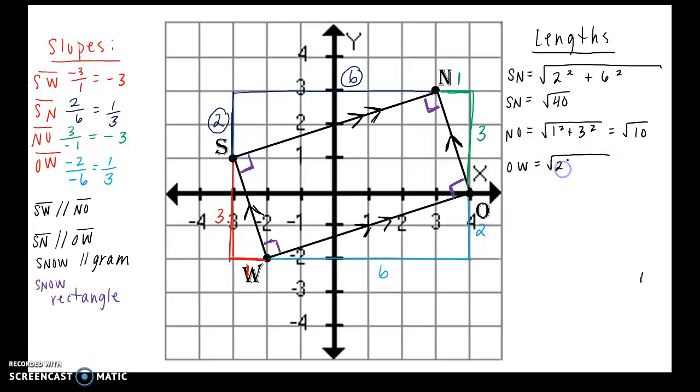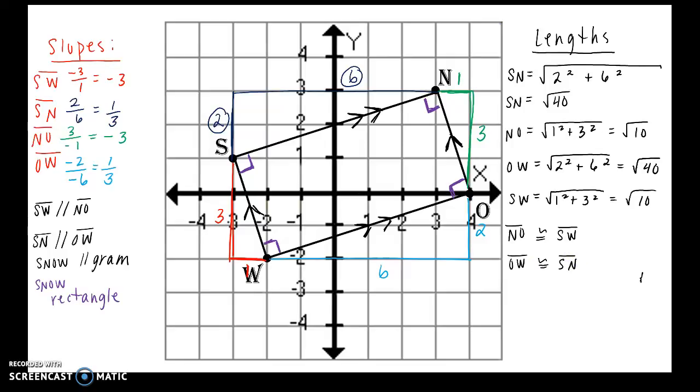OW, I know that OW already has the same length as SN. So the length of OW is the square root of 40, and SW has the same dimensions as the triangle of NO. So SW has a length of the square root of 10. Now we know a property of a parallelogram as well. Not only are there two pairs of opposite parallel sides, but I know that they have to also be congruent. So opposite sides, NO is congruent to SW, and OW is congruent to SN.